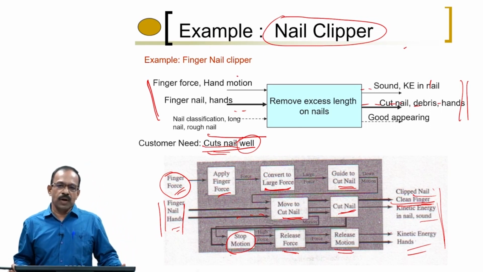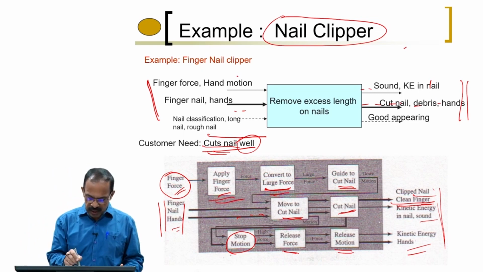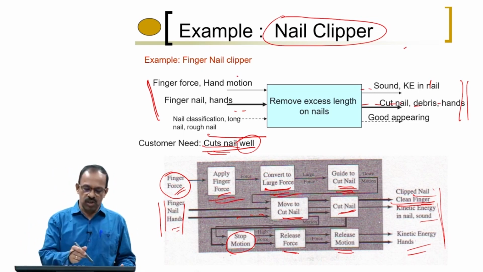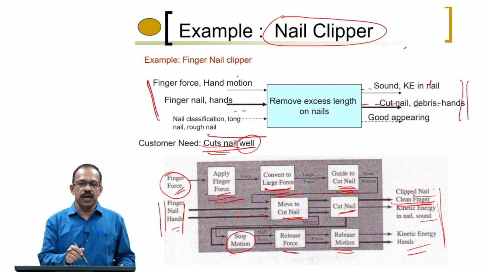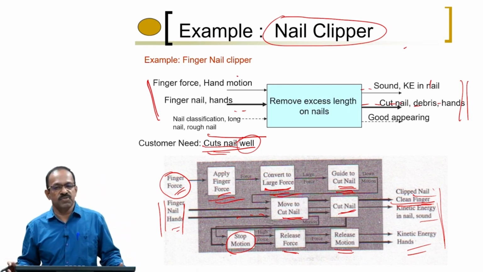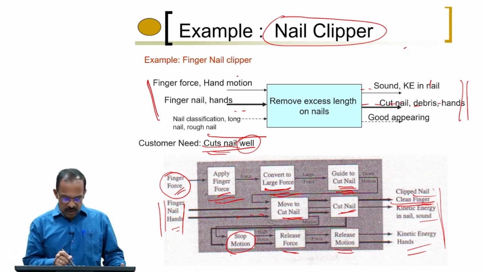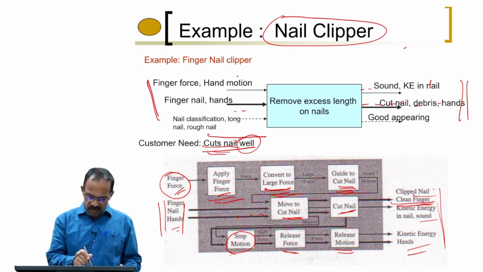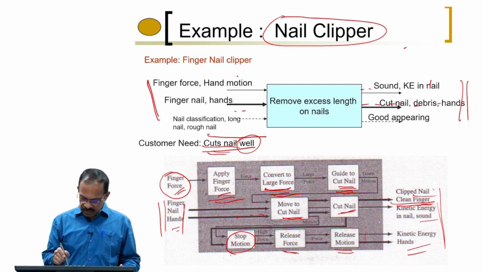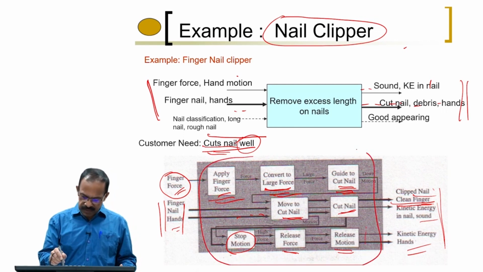In order to cut the nail, we need to have these functions included in the product. Product function can be divided into these kinds of smaller sub-functions, and everything is represented using the functional basis. Using the functional basis, we can represent all these functions and see all the functions involved in cutting the nail.